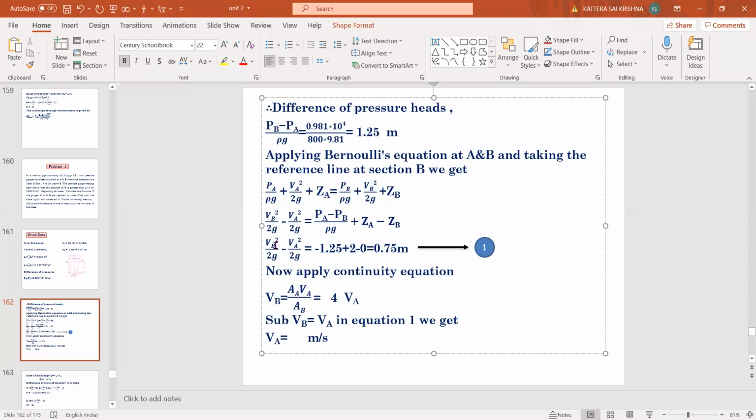times VA. So here it becomes 16 VA square minus VA square by 2g, that is nothing but 15 VA square by 2g equal to 0.75 meter. Okay, so after substituting this value here, sorry, here 4, what VA value will you get? You can tell me, or do you want me to calculate by substitution?